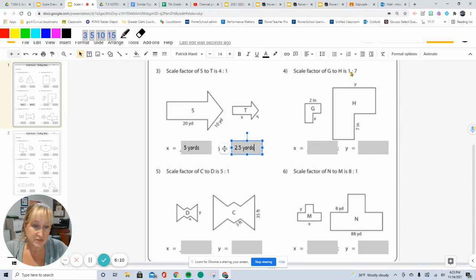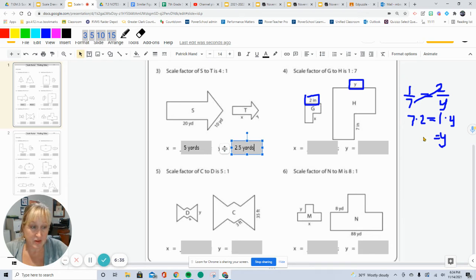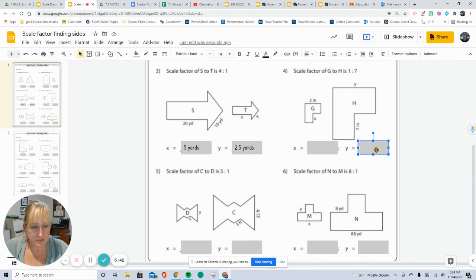So the scale factor of G to H is 1 to 7. So I will have to write down the same thing I've been doing. 1 over 7 equals, solve for y first. So the 1 is the 2. The unknown is the y. We're going to cross multiply. 7 times 2 equals 1 times y. 1 times y is just y. 7 times 2 is 14. So my answer is 14 inches.